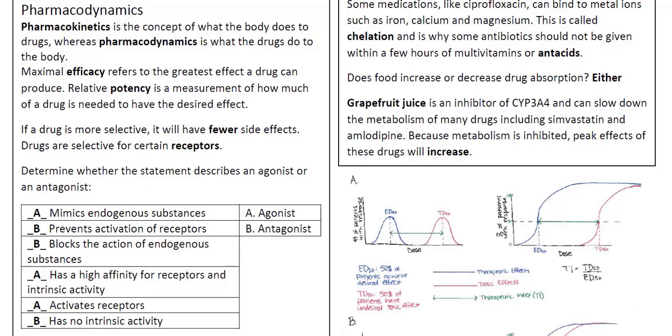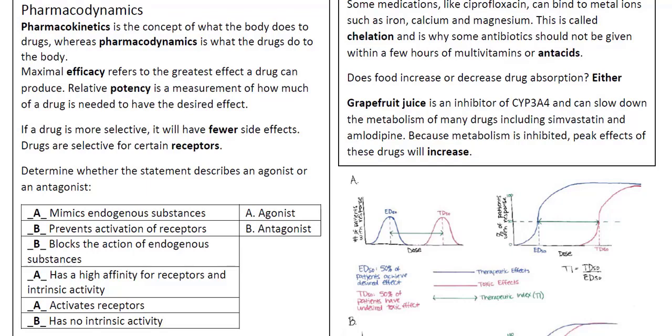Two concepts related to the dose-response relationship are maximal efficacy and relative potency. Maximal efficacy refers to the greatest effect a drug can produce. For example, morphine has a greater efficacy in treating pain than acetaminophen. That means that it can treat more intense pain than acetaminophen can.